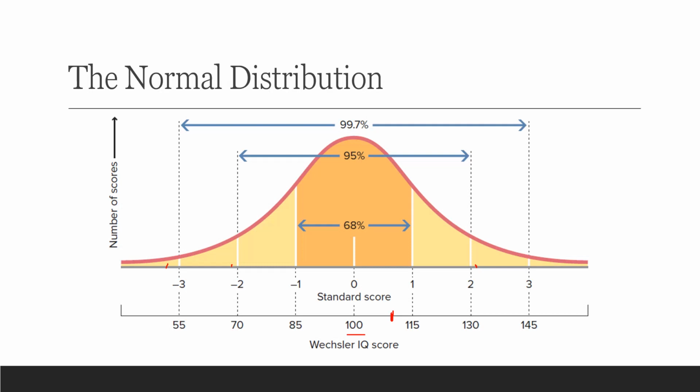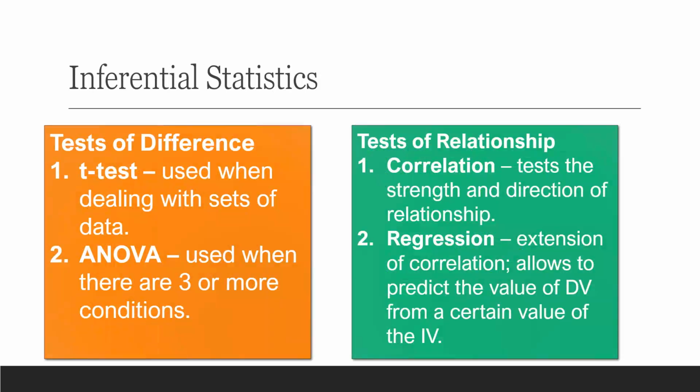Now, a refresher on some inferential statistical treatments that we use. We have the t-test. The t-test is used when we are differentiating two groups, while the ANOVA is also a comparative test, but this is used when there are three or more conditions. These two are tests of differences, but on the other hand, we have tests of relationship.